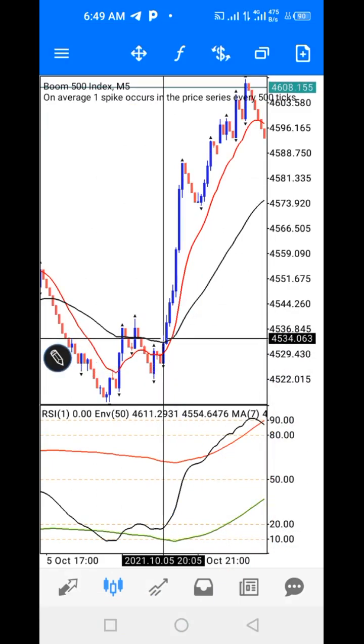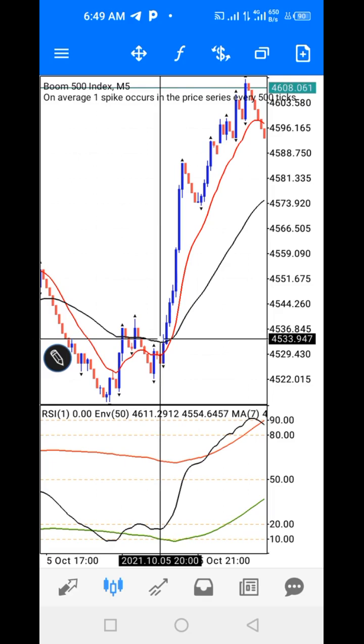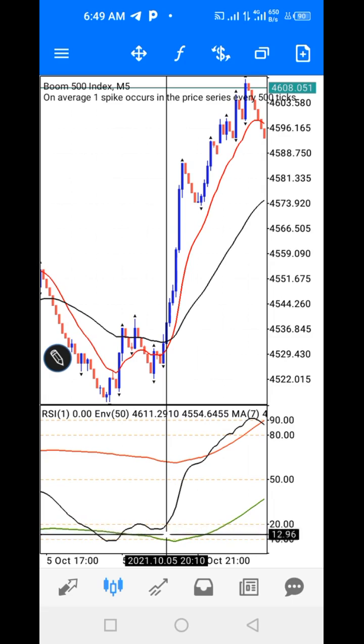You have the two moving averages crossing here. Your envelope is still at your 10 level. You can see it here. Your envelope is still at your 10 level. Look at it, it's still at your 10 level.